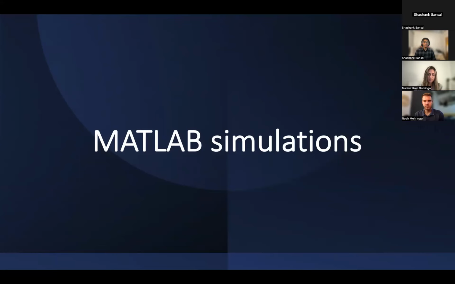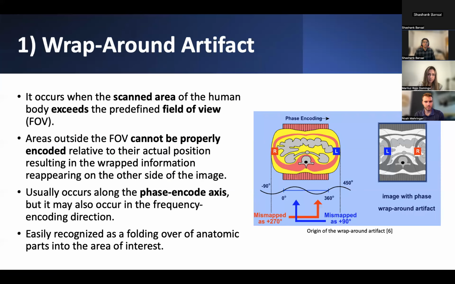So now I'm going to talk about some of the MATLAB simulations that we performed to show these artifacts and how they usually happen in the image. The first artifact that I'm going to talk about is a wraparound artifact. This one occurs when the scanned area of the human body exceeds the predefined field of view. Areas outside the FOV cannot be properly encoded relative to their actual position, resulting in this wrapped information reappearing on the other side of the image. Usually this occurs along the phase encoding axis, but it might sometimes also occur in the frequency encoding direction.